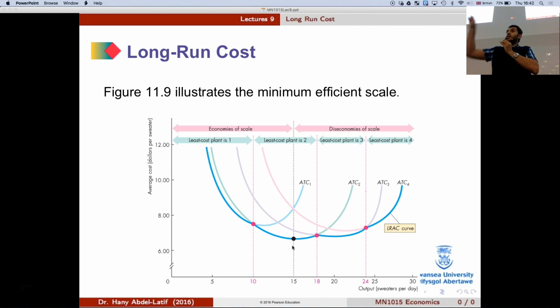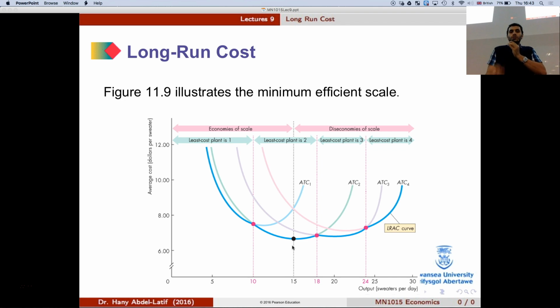If you connect these together, this will give you the long run average cost curve. When we look at the long run average cost curve, you will see these two stages, or even three. Economies of scale means as you increase output, the average cost is decreasing. Diseconomies of scale means as you increase output, the average cost is increasing. And if at some point it was constant, this is constant returns to scale.